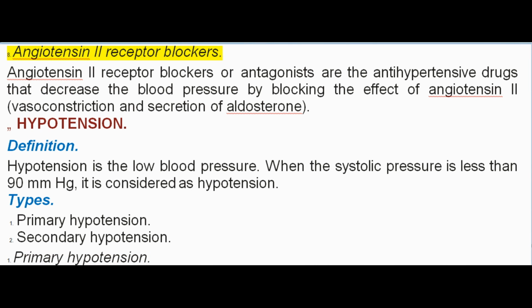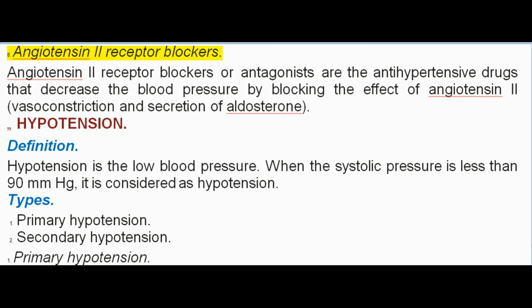Angiotensin II receptor blockers. Angiotensin II receptor blockers or antagonists are the antihypertensive drugs that decrease the blood pressure by blocking the effect of angiotensin II, vasoconstriction and secretion of aldosterone. Hypotension. Definition. Hypotension is the low blood pressure. When the systolic pressure is less than 90 mm Hg, it is considered as hypotension. Types. Primary hypotension. Secondary hypotension.